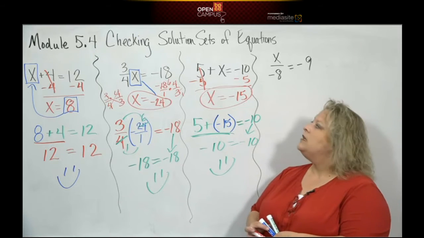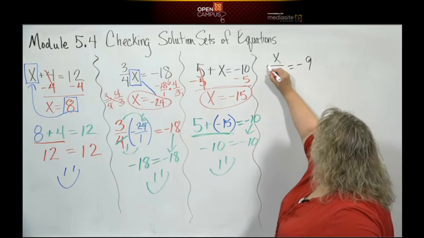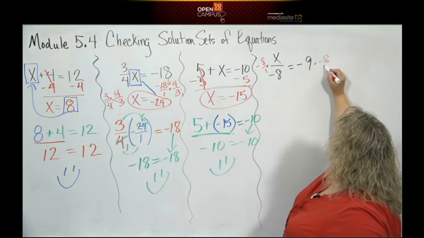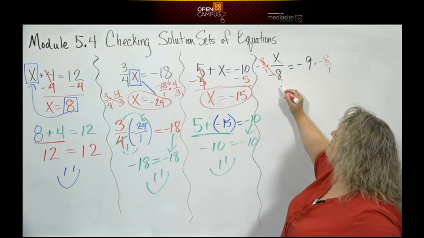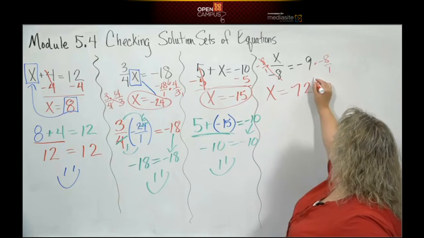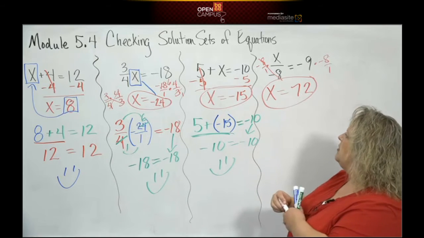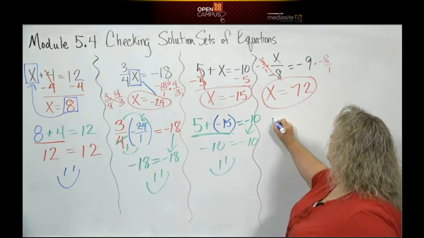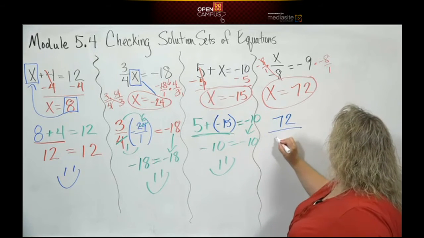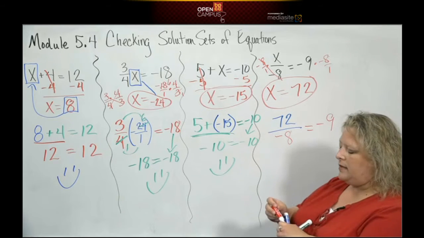Last one. So on this last one, the answer that I got, I multiplied both sides by negative 8 over 1. And when I did that, I got that to divide out and give me x. This gave me a positive 72. So I'm going to take that and I'm going to plug it in place of that little x up there. So let's do that. So I got 72 divided by negative 8 is equal to -9.